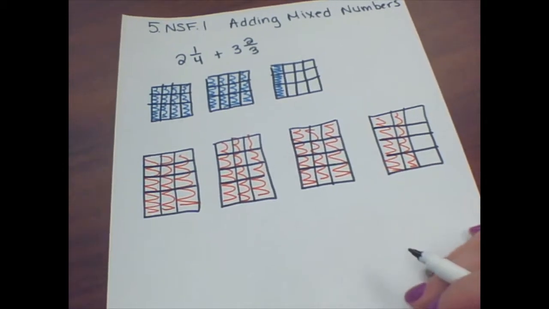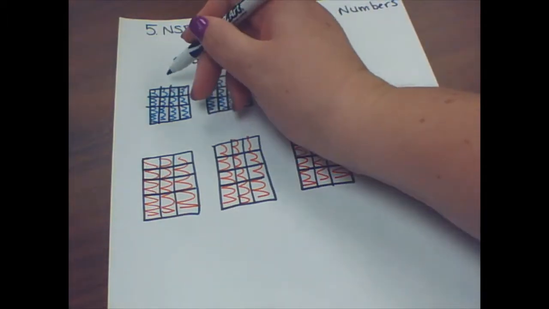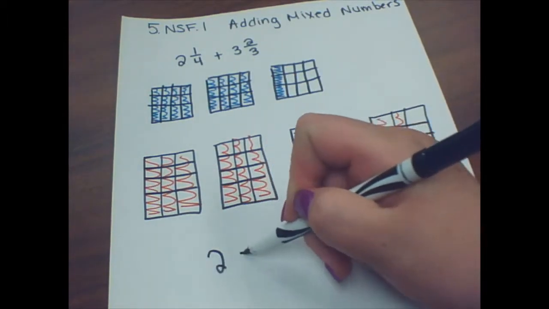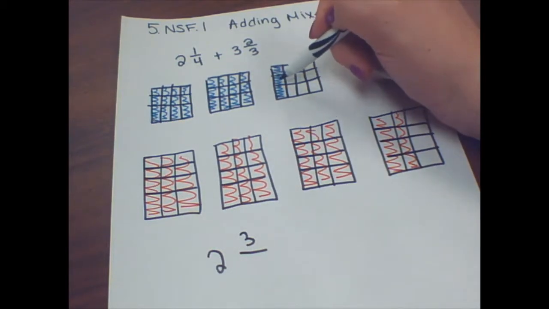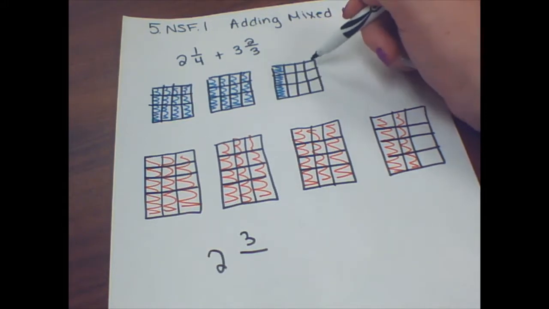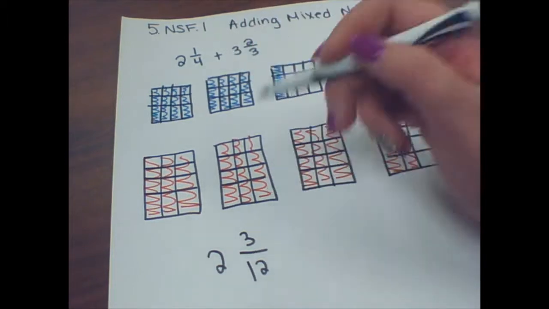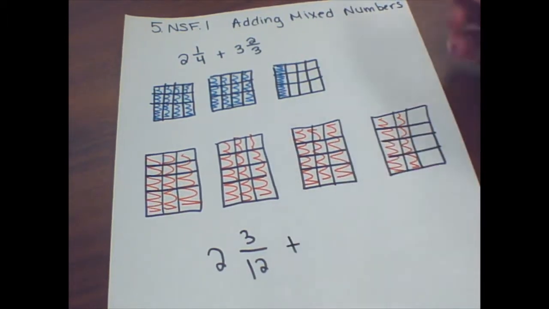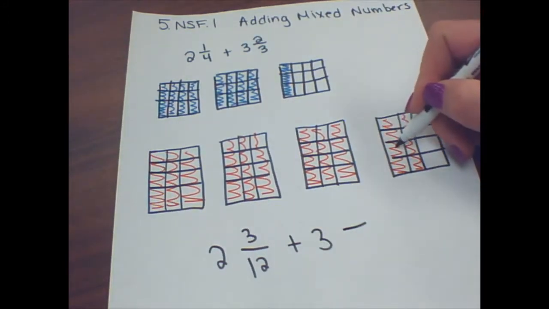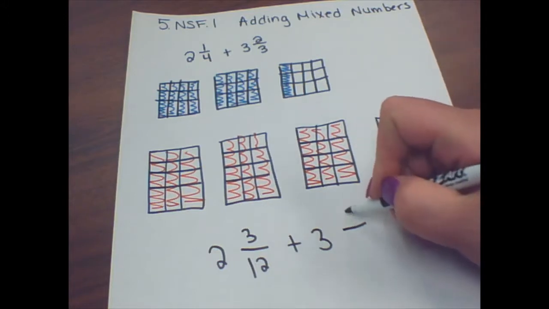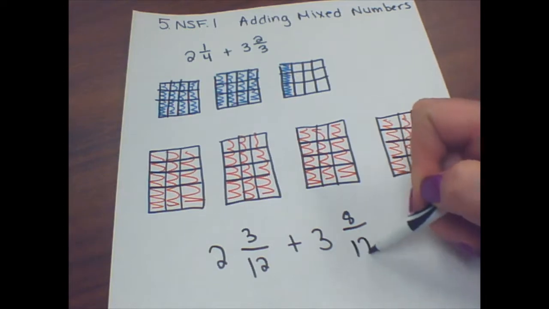Now I'm going to get 2 new equations. If I just look at my first model, I have 1, 2 wholes, and I have 1, 2, 3 out of 1, 2, 3, 4, 5, 6, 7, 8, 9, 10, 11, 12. So that 2 1/4 is now 2 3/12. Plus I have 1, 2, 3 wholes, and I have 1, 2, 3, 4, 5, 6, 7, 8 out of 12.